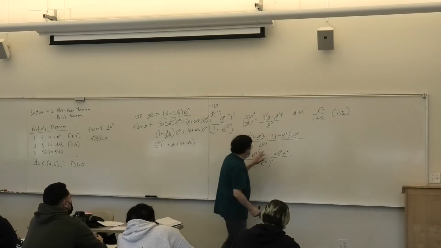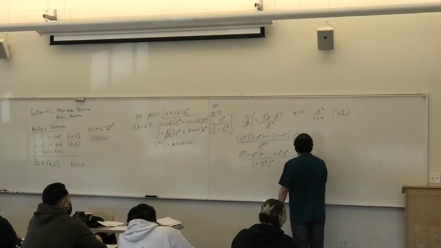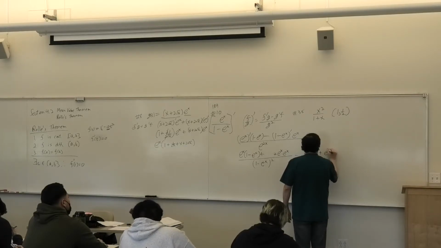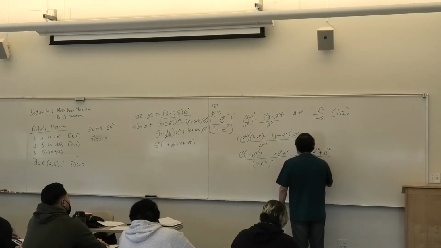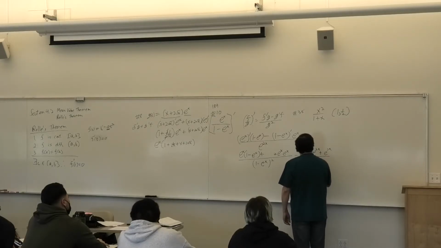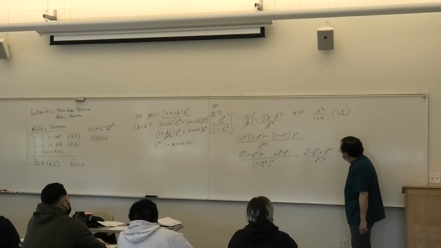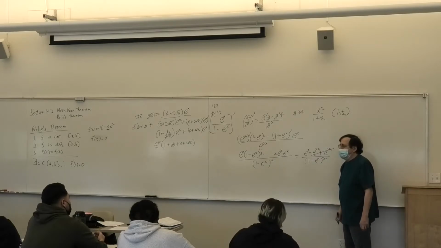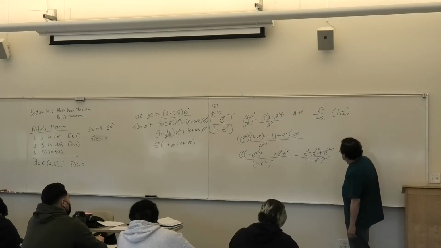All right, so all I could do is maybe gather terms: e to the x minus e to the 2x plus e to the 2x, over 1 minus e to the x squared. And so I guess these drop out. All right. It's not pretty, but not every problem turns out nice and pretty.